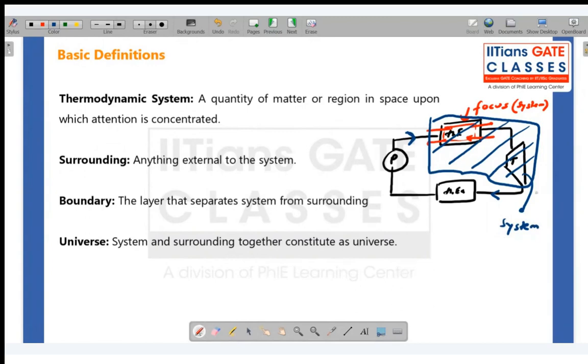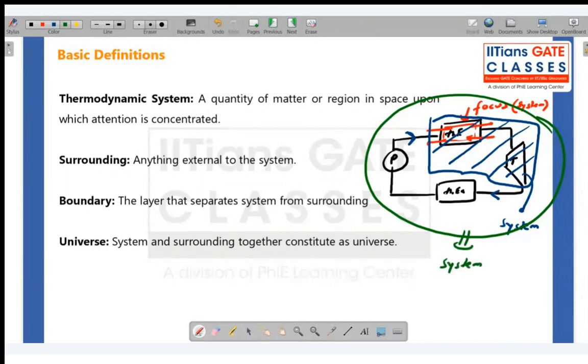We can take three systems as well. We can take all of them. We can take them as a whole system. Although then it will be a cycle, but still we can treat it as a system. Okay, so system is something that we are focusing on, which we are going to study, how the properties inside the system are changing. Whatever is our focus, that is our system.